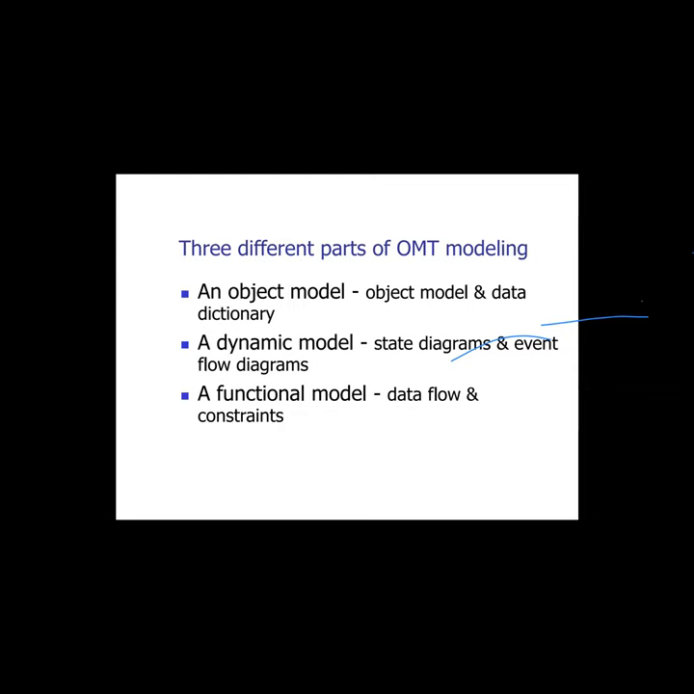And the functional model should be represented using data flow and constraints. Every class or object will have its own functions. That function should be properly represented by how the data flows and is processed within the function. That will be fixed by data flow and the various constraints. What is the minimum value, the maximum value? What are the boundary conditions? When will the exception happen? Everything, the constraints, conditions, entry conditions, and exit conditions, should be fixed within the functional model.